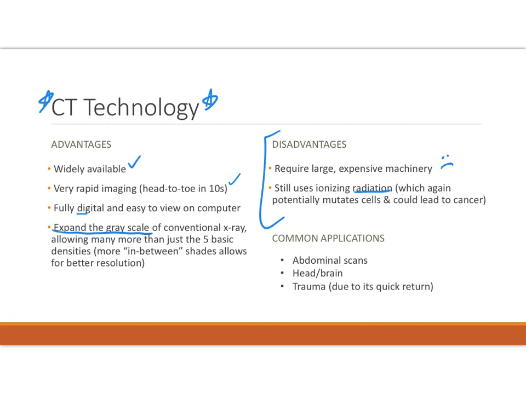Applications here: abdominal scans, really quick head and brain scans, and then trauma. CT scans are quick, so if we need to know if something's wrong with someone on the inside, but we need more detail and better info than an X-ray can give us, we would do a CT scan. And so in some kind of traumatic injury, CT scans can tell us a lot about what's going on inside the head or inside the body.